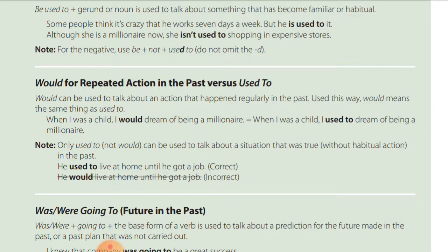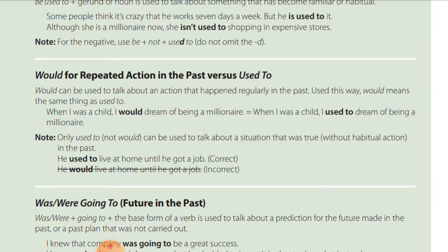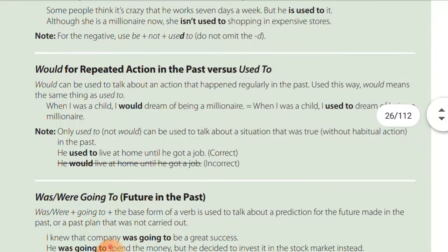Note these examples. Some people think it's crazy that he works 7 days a week, but he is used to it. He is used to this work. So we use here the noun or the pronoun. Although she is a millionaire now, she isn't used to shopping in expensive stores. Isn't used to shopping. After verb to be and used to, we put the ing form or the gerund to express a habit that began in the past and lasts until now.